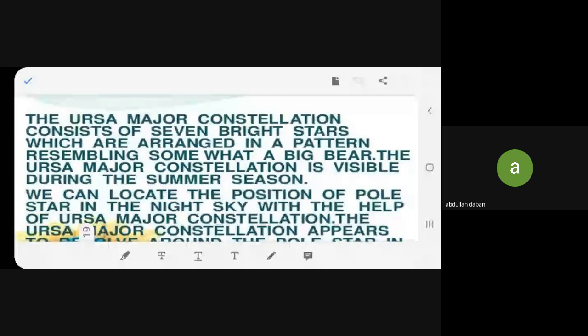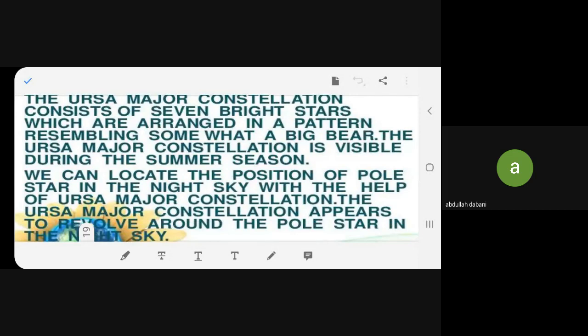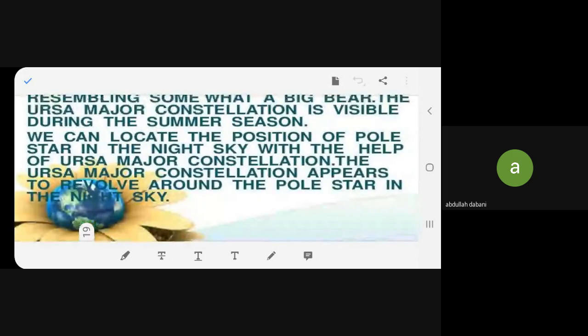So the Ursa Major constellation has seven bright stars, and it looks like a big bear. In the summer season it is available. You can see it in summer season, not in winter. Remember the position of the pole star in the night sky. You can find it with the help of the Ursa Major constellation. How does it look when you see it at night? This Ursa Major seems to be revolving around the pole star. You understand? So you can find that this is the pole star and Ursa Major is moving around the pole star.